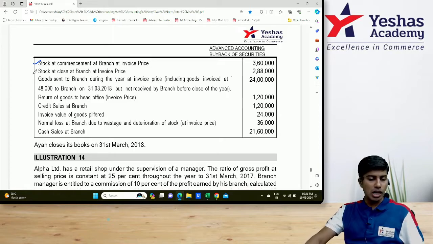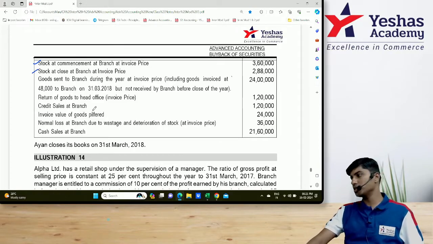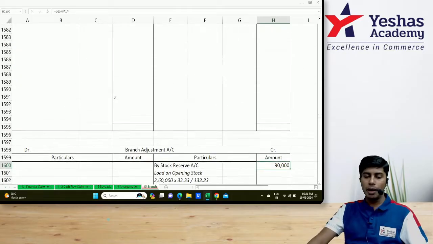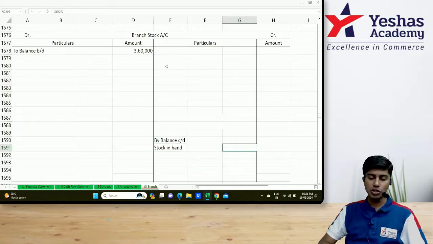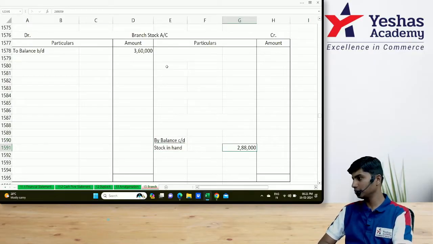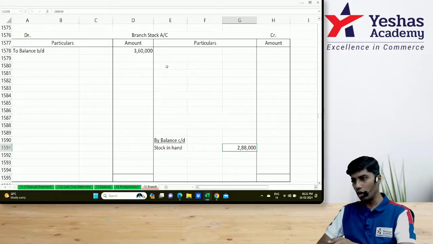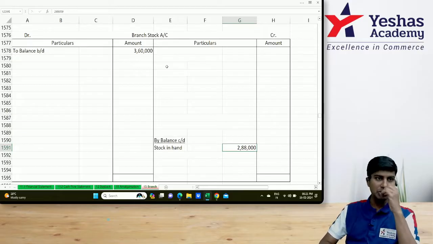Stock at close of branch at invoice price. So this is closing stock. In my branch stock account, I would write on the credit side as closing stock. Shall I write balance carried down? Balance carried down, stock in hand 2,88,000. Why is it in the inner column? This question has a little bit of goods in transit. You can choose to write 288 in the outer column. Also write goods in transit as a separate line item in the outer column.